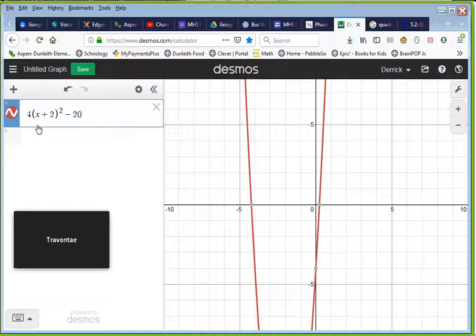So x equals minus 2 causes y to equal minus 20. So minus 2 comma minus 20 is definitely a point on this graph. But it's not necessarily the vertex. I think they just added it just to miss people.